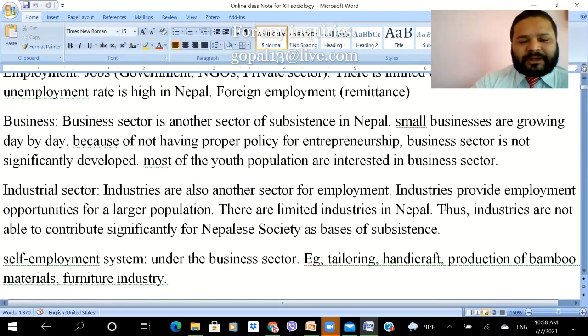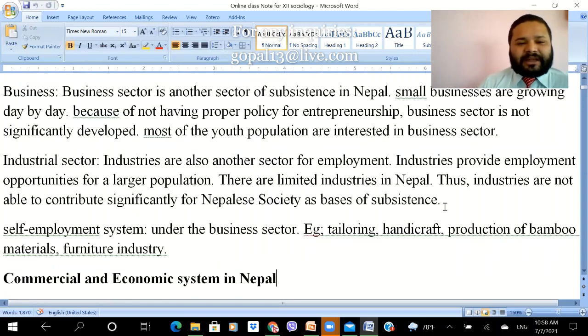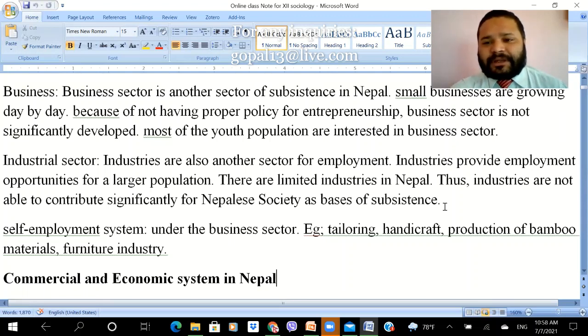And the self-employment sector is under the big business sector. This is also an activity that people do for some earning. Self-employment means tailoring. It itself is a business, but there is involvement of the owner, right? Whoever has got the skill of tailoring or handicraft or production of bamboo materials, furniture, they are involved on their own as the business person as well.